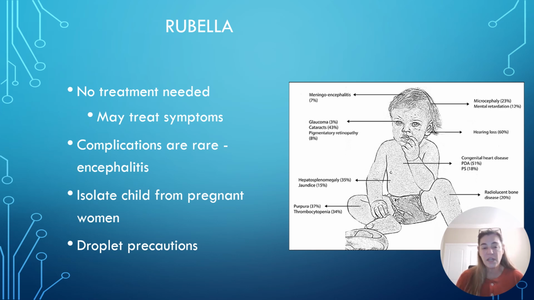Rare complications can include encephalitis, but we do need to make sure that we isolate these children from pregnant women. It is teratogenic, which means that it can harm the fetus. So if you have a parent who is pregnant and their child develops rubella, it puts the fetus at great risk. That's something we definitely need to be aware of and to educate parents on, especially if they're trying to get pregnant or are pregnant. These patients will be on droplet precautions.